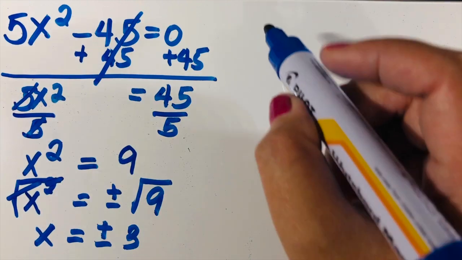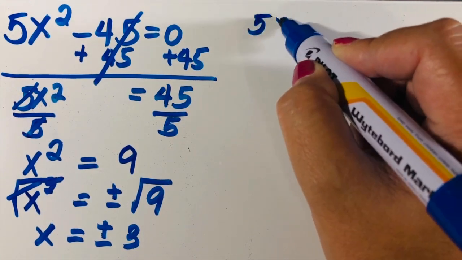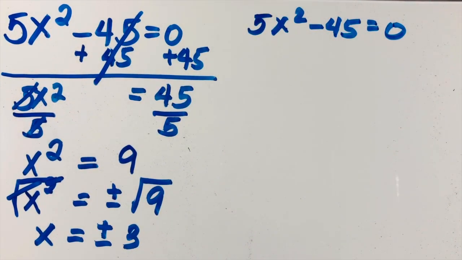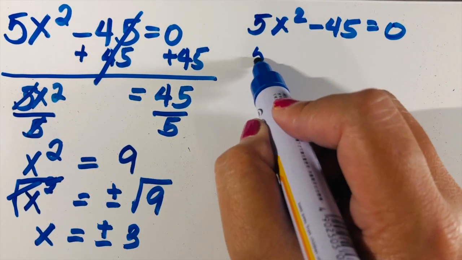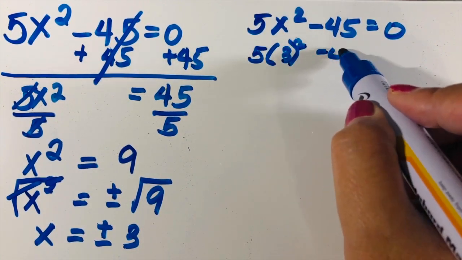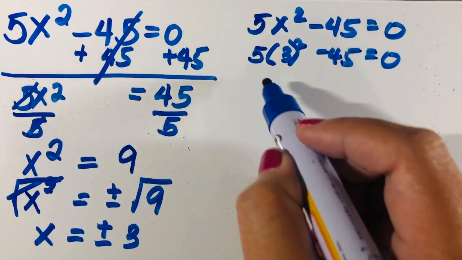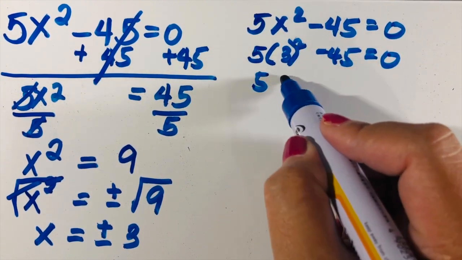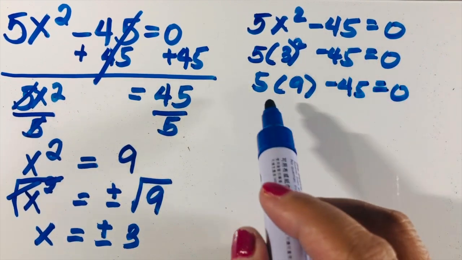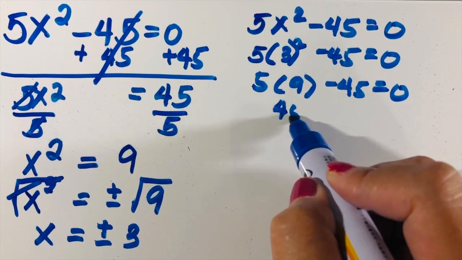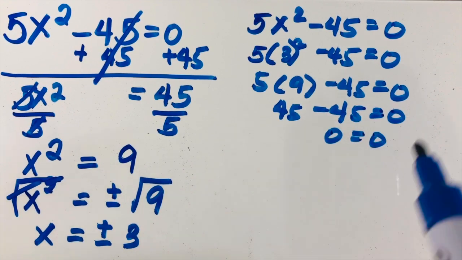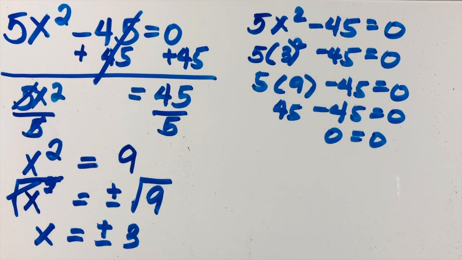If you want to check, okay, let us try. We have 5x squared minus 45 equals 0. So let us use positive 3 first. 5, x is positive 3, squared, minus 45 equals 0. This is 5. 3 squared is equal to 9. Minus 45 equals 0. What is 5 times 9? This is 45. Minus 45 equals 0. Therefore, positive 3 is correct.